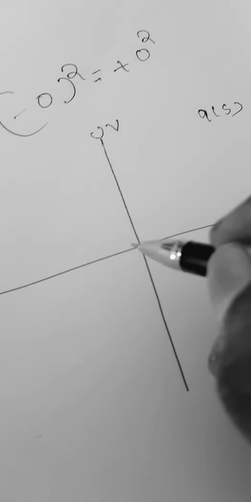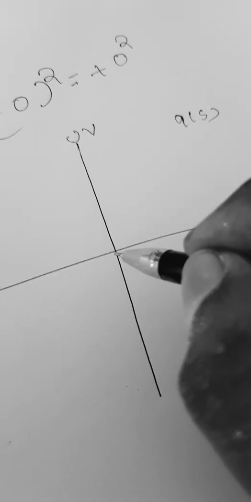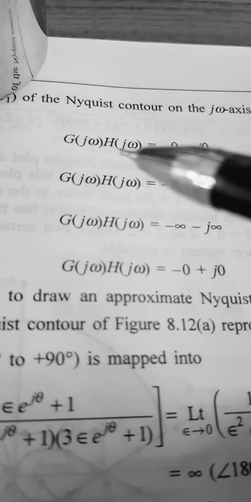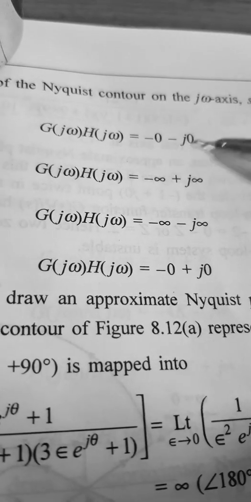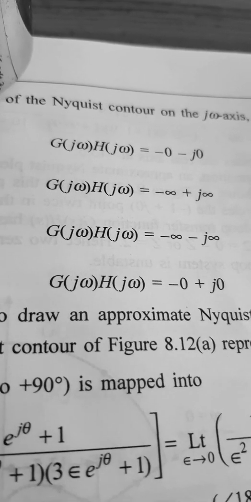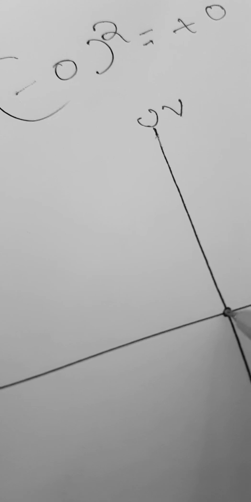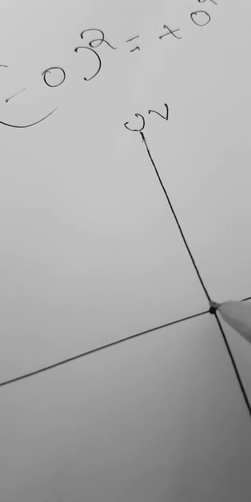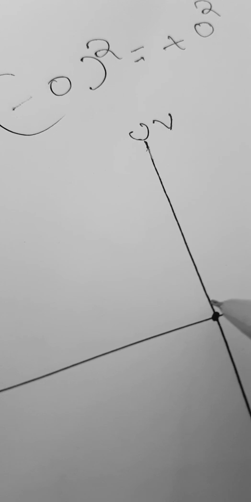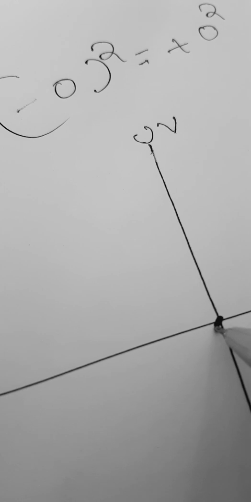So you can see that at omega equal to minus infinity, G(j omega)H(j omega) is equal to minus 0 minus j 0. How can you represent that? Minus 0 means this is pure 0, plus 0 means slightly this side, minus 0 means this side. They are at the same location, but a little apart. Minus 0, minus j 0. Minus j 0 means this side, plus j 0 this side, minus 0. So somewhere like this. This is the point.